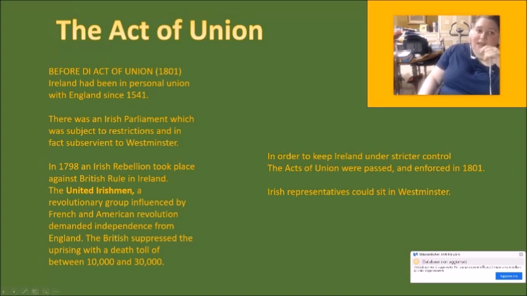We already said that since the time of Henry VIII, Ireland had been in a personal union with England. There was an Irish Parliament, but this was subject to the restrictions of English government and in fact totally subservient to the English Parliament, the United Kingdom Parliament in Westminster. This is a date we cannot miss.